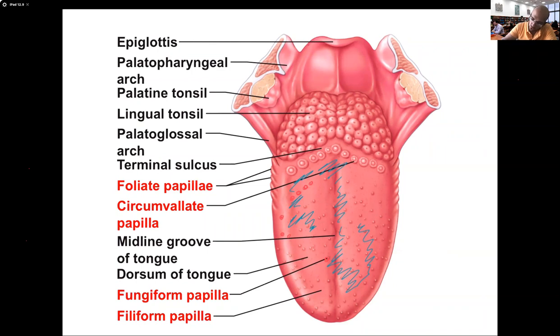And in the posterior 1/3 on here, they are forming a V-shaped line in the posterior part of this dorsal surface of the tongue. Those are my circumvallate papillae. And in the posterior 1/3 of the tongue, we've got here on the lateral sides another type of papillae. Those are called my foliate papillae.